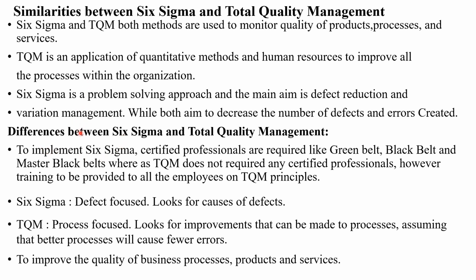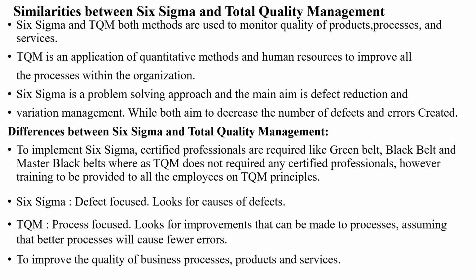So now we will see the differences. For implementing Six Sigma, some certified experts are required. They are trained in particular levels, like green belt, black belt and master black belt. But for TQM, there is no need for any certified professionals. We can give the training to all the employees based on the TQM principles. Then we can implement TQM.